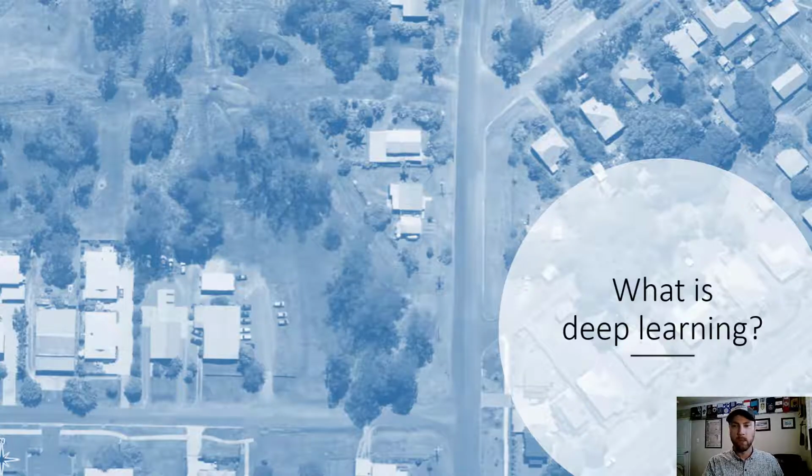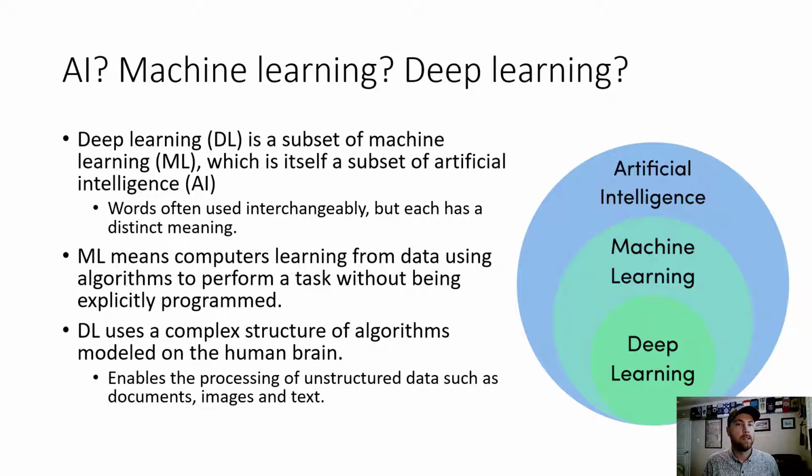So what is deep learning? As I said, deep learning is a subset of machine learning, which is itself a subset of artificial intelligence. So I've got a great useful graphic there that you'll see floating around if you research this topic, and it's these concentric circles, right?